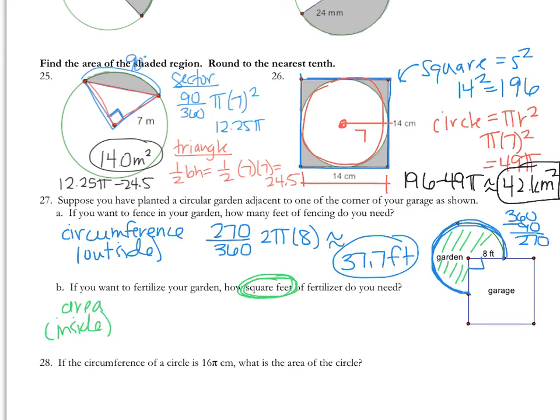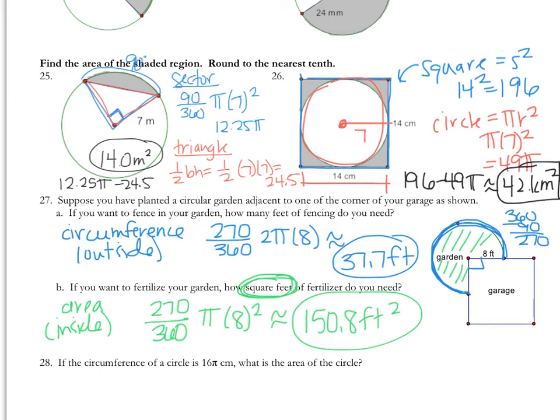The fact that you're looking for square feet also tells you that you're doing area, because area is when we square the units. So this is going to start the same because we're still looking for only that fraction of the circle, but then it's going to be the area formula. It's going to be pi times 8 squared. Again, just type that in your calculator with the pi to get the decimal answer. You get 150.8 feet squared.